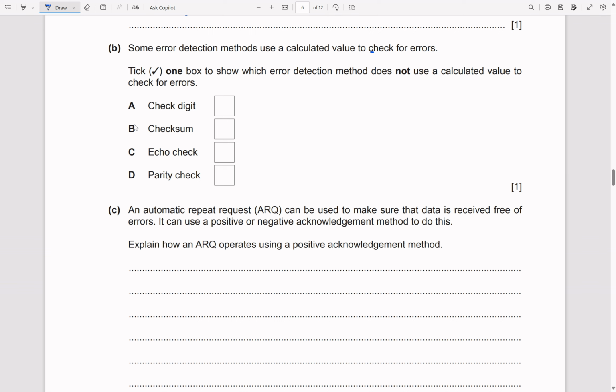Right, some error detection methods use a calculated value to check for errors. Tick one box to show which error detection method does not use a calculated value to check for errors. So a check digit, this will use a calculated value, because this can be, for example, like ISBN. Also credit card numbers, I think it's just the last digit of a credit card, and that uses something called the Luhn algorithm.